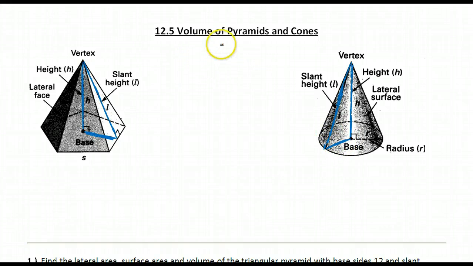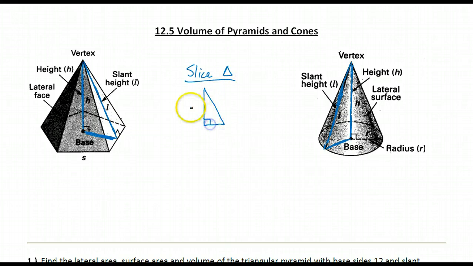So in order to figure out the volume of a pyramid or a cone, we're going to have to work with a slice triangle. The height of the pyramid or cone, the slant height, and the apothem. So to figure out the volume, we're going to use the formula for the volume of a prism or a cylinder, which is the base area times the height of the pyramid or the cone.